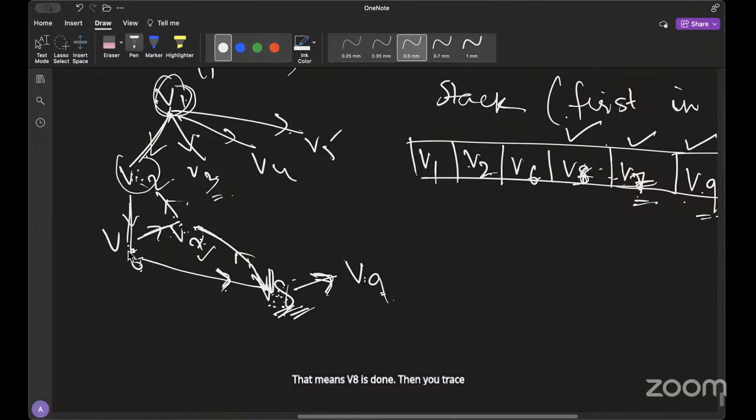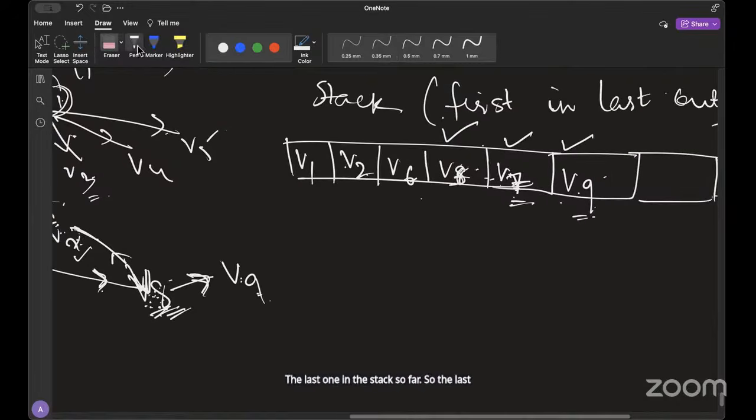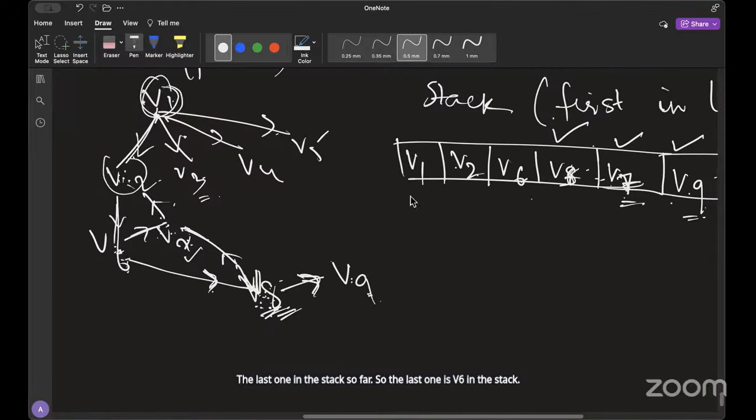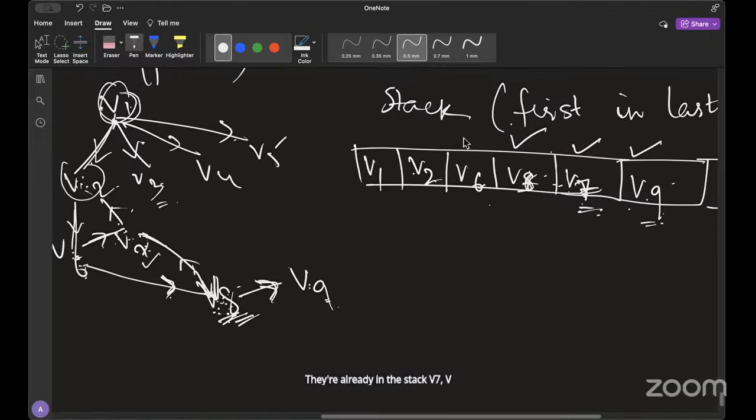Then you trace back to V6, where you came from, right? Or the last one. You don't even have to remember this. Just look at this one. The last one in the stack so far. So the last one is V6 in the stack. Then from V6, check which ones are there. V7 is there, V8 is there. They're already in the stack, V7, V8. That means V6 is also done.